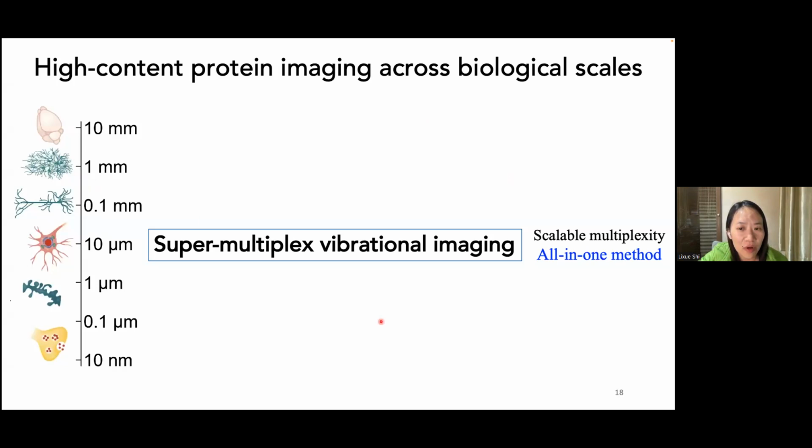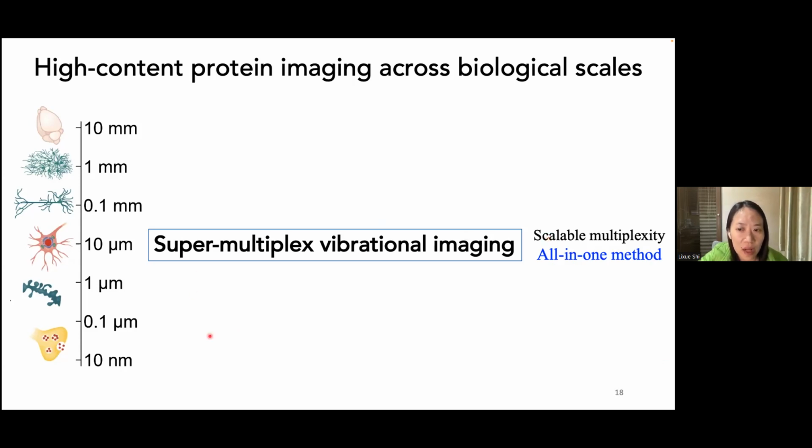Again, with all the developments on spectroscopy, probe chemistry, and labeling strategy, we provided a super-multiplex vibrational imaging platform as an all-in-one method for multiplex protein imaging, in which antibody-targeted labeling and imaging can each be performed within a single round.